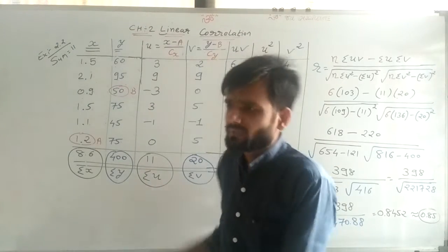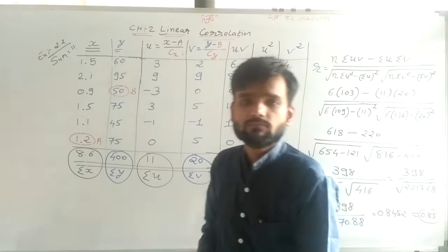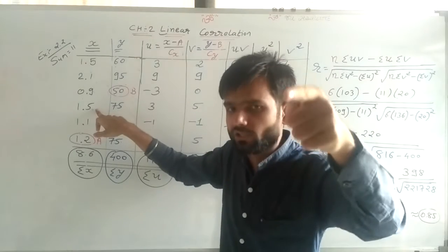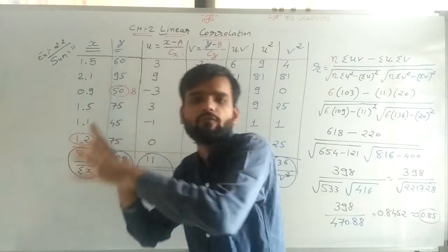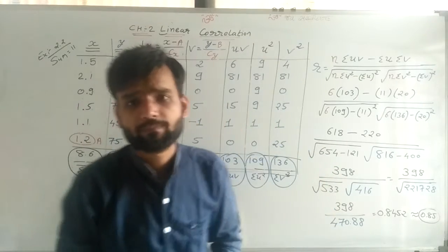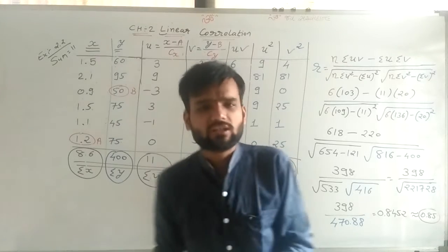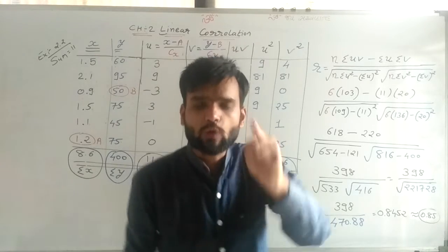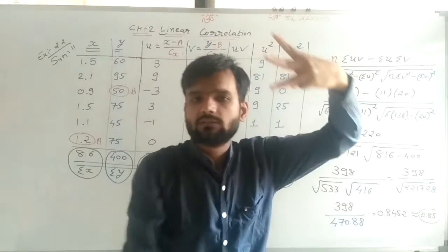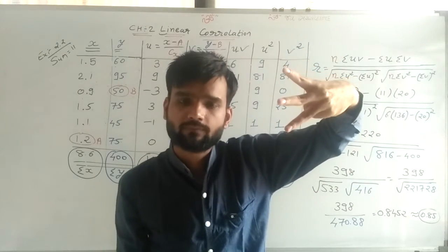Then I have solved this sum. Only one change is there: 1.8 is written in your textbook, I have written 1.5. Otherwise, other values remain the same. There is no change in them. Now, why have I taken this sum? To explain to you when the 3 formulas can be used.